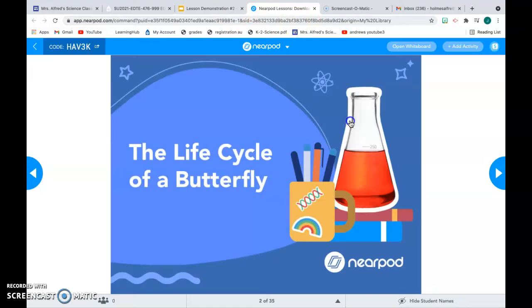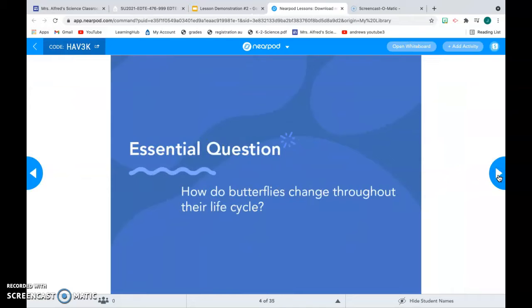All right, the life cycle of a butterfly. How do butterflies change throughout their life cycle? So this is the question that is being asked. How do they change?